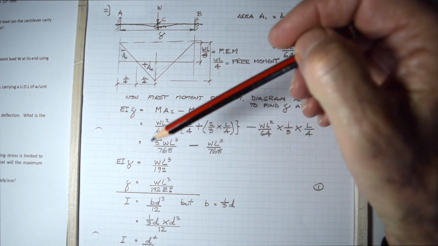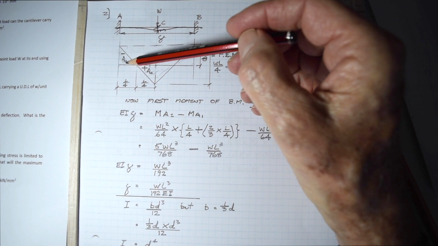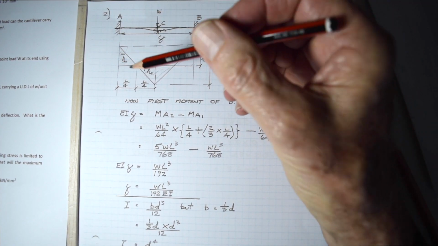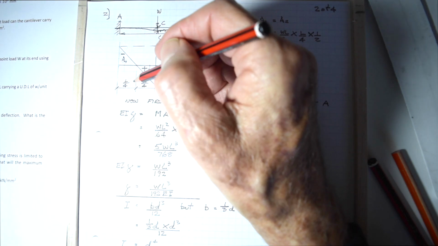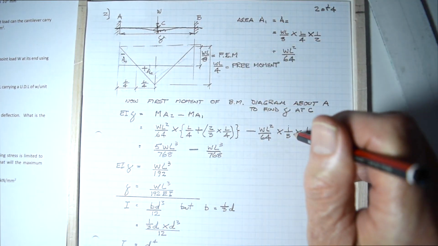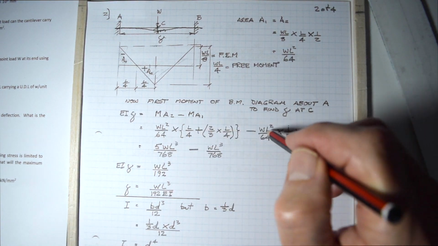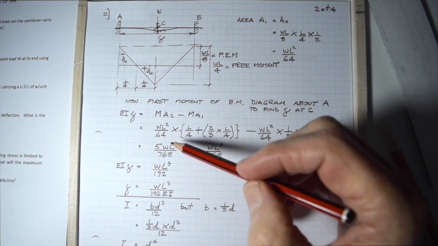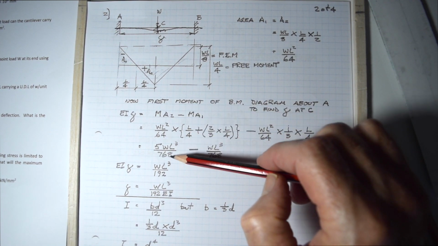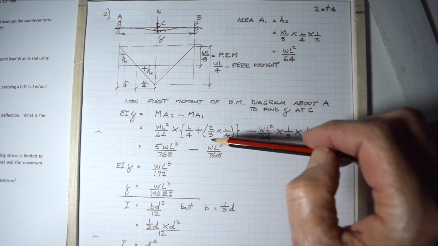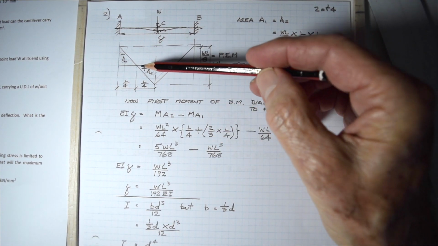WL squared over 64, worked out up there, times 1/3 of L over 4, because the distance to the centroid of that triangle is 1/3 of L over 4. And when you solve both of those, you're going to find that for A1 you have 5WL cubed over 768 minus WL cubed over 768.